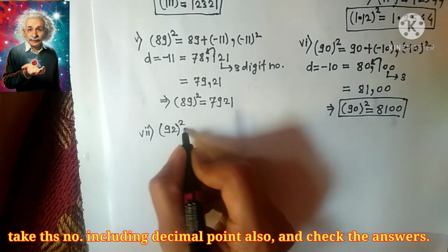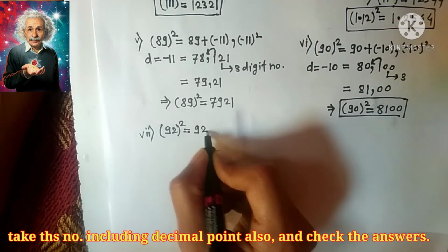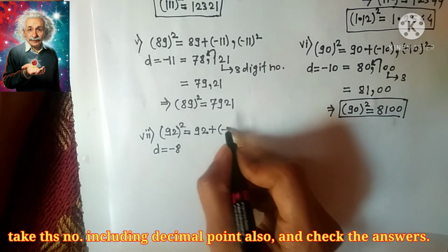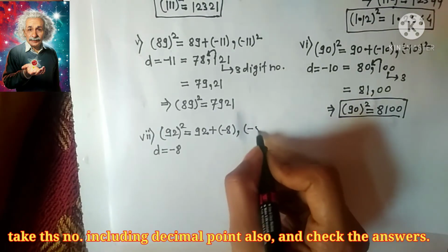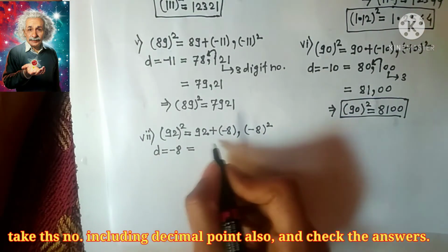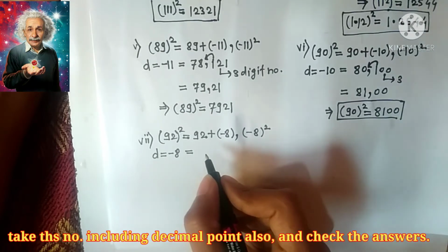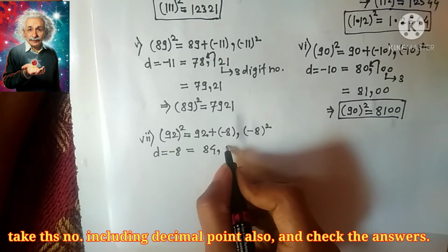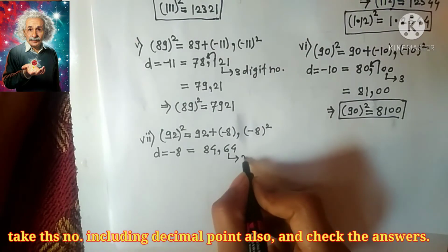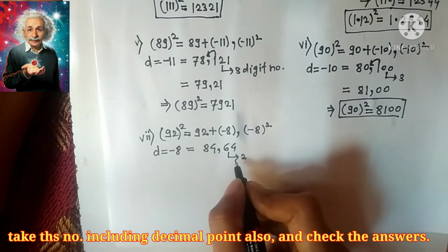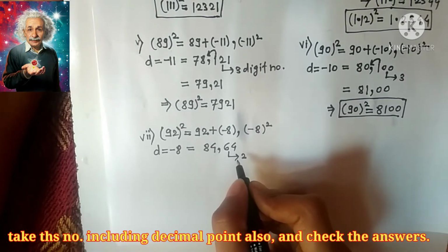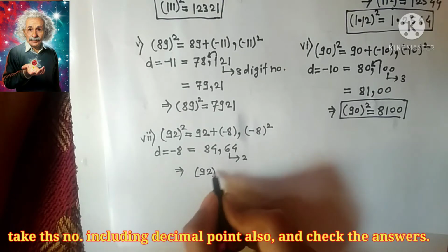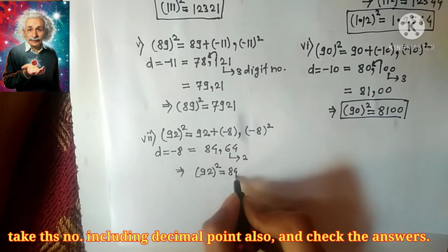92 whole square is equal to 92 plus d, where the value of d is minus 8. So here we write 92 minus 8 comma minus 8 whole square. So we get 84 comma 8 square is 64, which is already a 2-digit number. No need to convert it into a 2-digit number. So the square of 92 is equal to 8464.